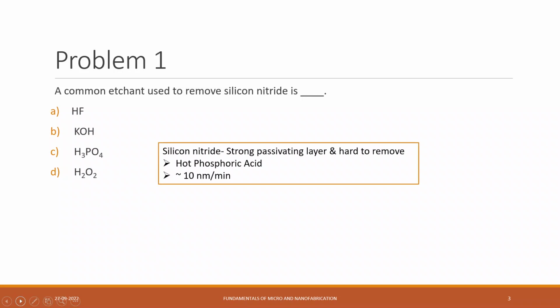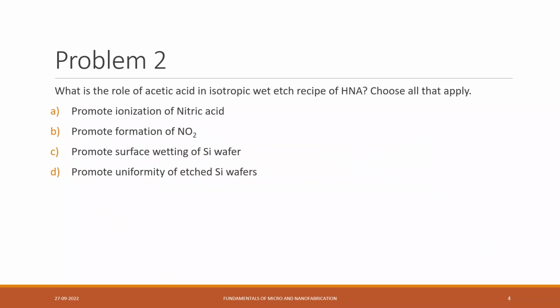Silicon nitride, as I mentioned, is a strong passivating layer and it is very hard to remove. So essentially we use hot phosphoric acid, and it etches at the rate of 10 nanometer per minute. So essentially this is the correct one. For silicon oxide we go for HF as an etchant. This is a common etchant that is used for silicon dioxide etching. Okay, so we'll go to the next one.